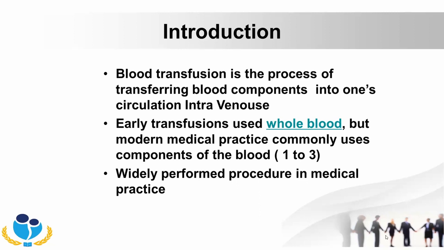Some decades ago, whole blood was being used, but the modern practice commonly uses components of blood by the principle of 1, 2, 3. That means one donor can save the life of 3 patients because from one donor's blood we can extract packed RBC, fresh frozen plasma, as well as platelets. That is the reason why we say one donor can save the life of 3 individuals. It is a widely performed procedure in medical practice. In any secondary or tertiary hospital, the most widely performed procedure is blood transfusion.